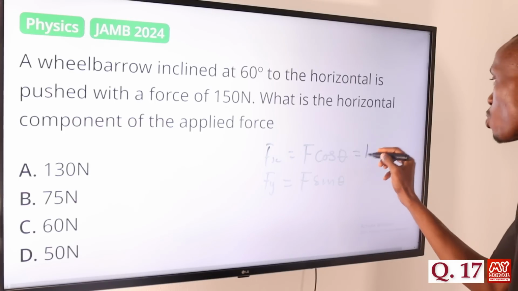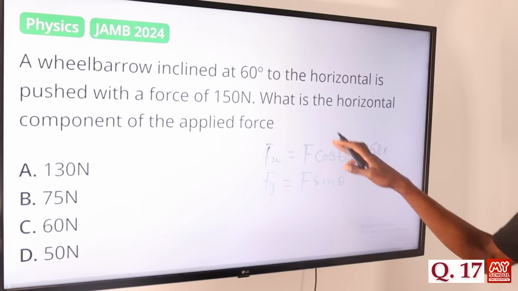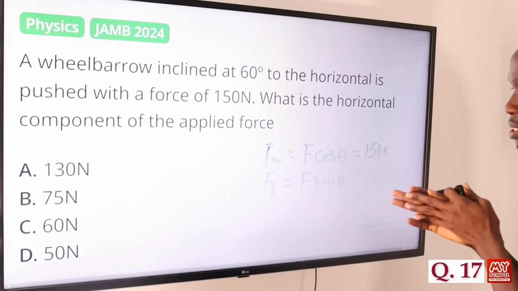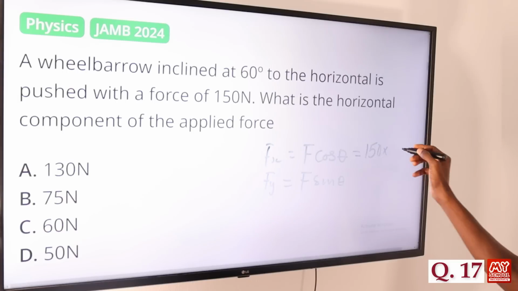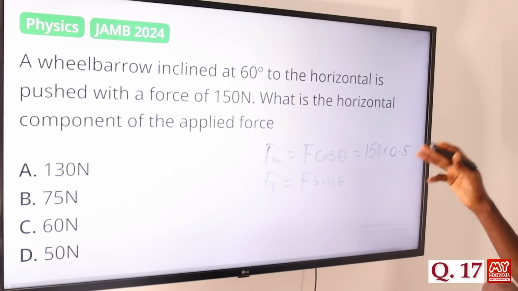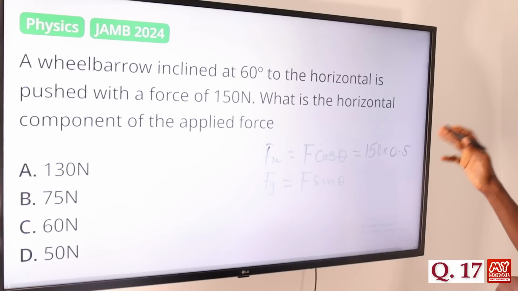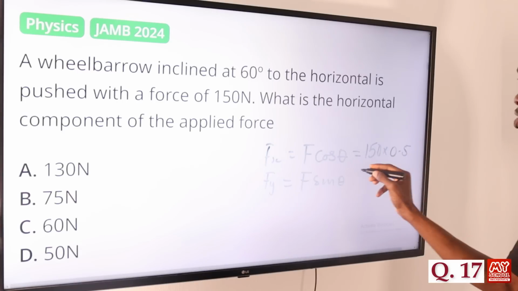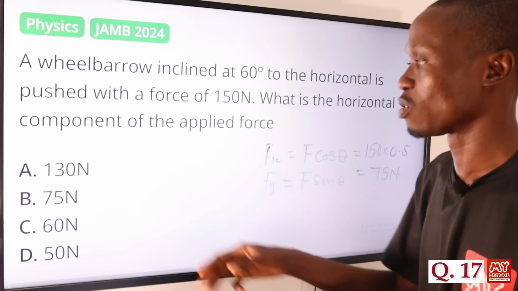So F is given to us to be equal to 150, times cos theta, where theta is 60 degrees. Remember that 60 degrees is one of those special angles, and cos 60 is the same thing as 0.5. So 150 times 0.5, which is the same thing as 150 times 1 over 2, will be equal to 75 Newton. This makes option B the correct answer to this question.